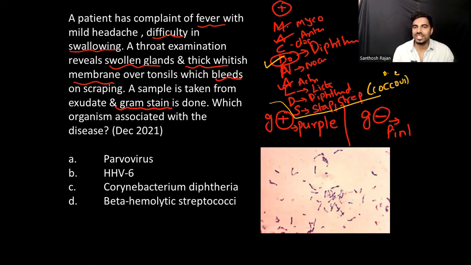They are like clusters. If it's staphylo, it's in clusters. If it's strepto, it is in chains. But here they are bacilli. So the only bacilli which are positive with the clinical symptoms is Corynebacterium diphtheriae. Plus here you also see the metachromatic granules in the gram stain, in a Chinese letter pattern. So my answer would be Corynebacterium diphtheriae.